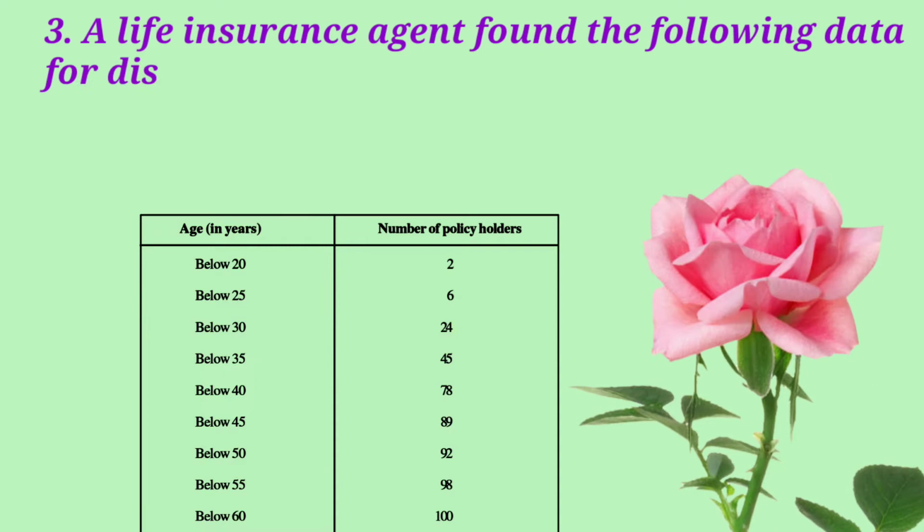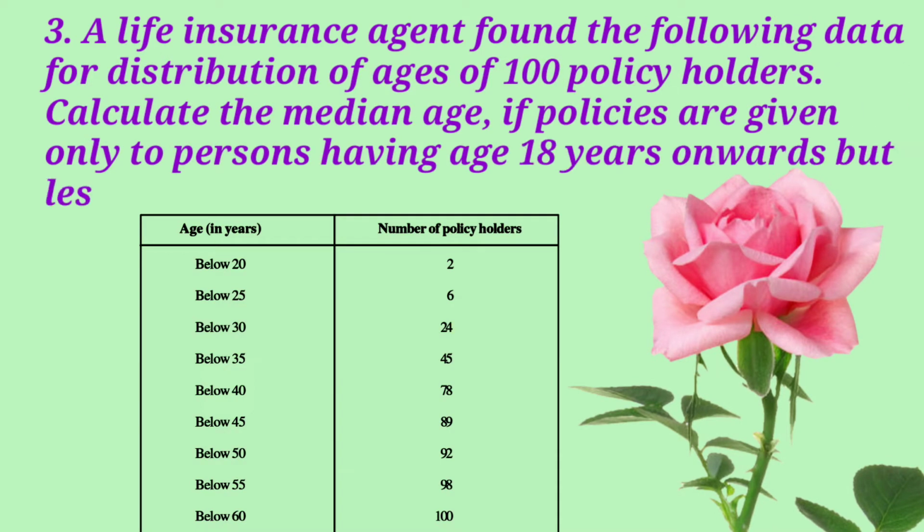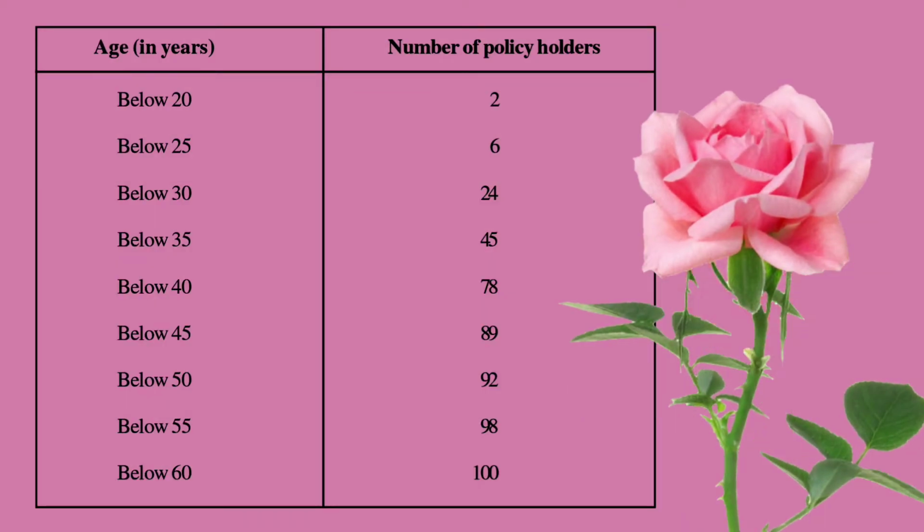Now let us check another question. A life insurance agent found the following data for the distribution of ages of 100 policy holders. Calculate the median age, if policies are given only to persons having age 18 years onward but less than 60 years. Data given below, so let us solve it. Here in this table we can see that the width of the class is not the same, as it is asking from 18 years onward.